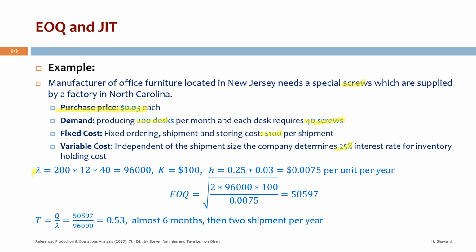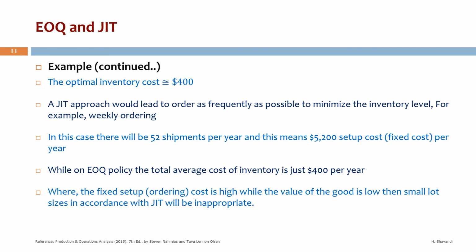So lambda, the demand for these screws per year, will be 200 times 12, because it's monthly, times the number of screws for each desk. So we will have 96,000 units. K here is $100 and H is the 0.25 interest rate times 0.03, the purchase price, so it will be this number per unit per year. With these numbers, EOQ becomes 50,597. If we calculate the cycle time, it will be almost 6 months. This means 2 shipments per year. Okay. So now, as you see here, the optimal inventory cost, G star, becomes just $400.